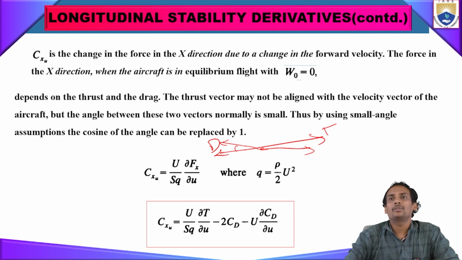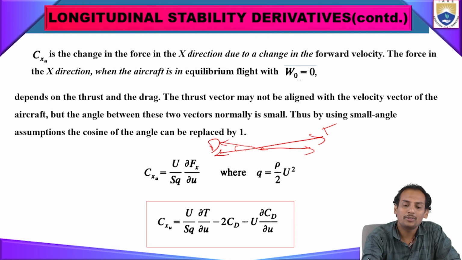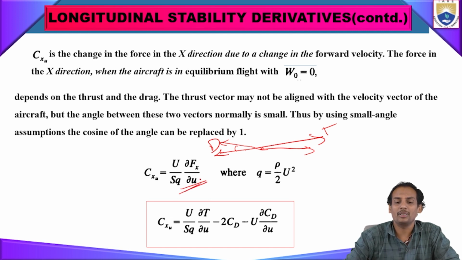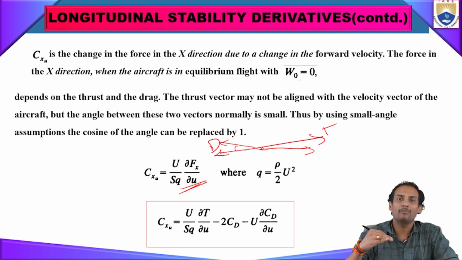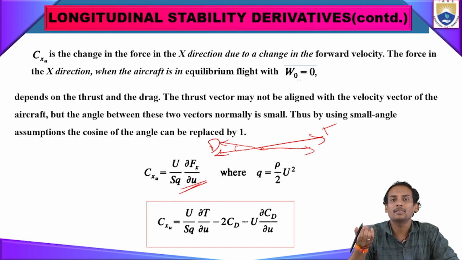So using the small angle assumption, the cosine of the angle between these force vectors is replaced by 1. Then what will it be? CXu will be u by SQ into ∂Fx/∂u. This we already expressed previously, where we derived the stability coordinates, a big list which we gave in the last video. If you refer to my last video, you can see that.